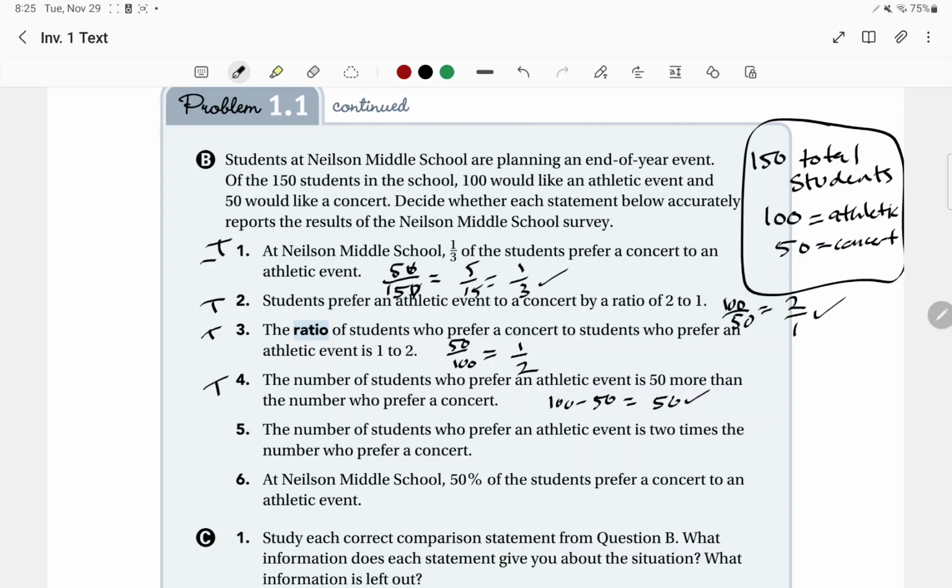Number 5, the number of students who prefer an athletic event is 2 times the number who prefer a concert. So yes, if you take 2 times the number that prefer a concert, that gives you 100, and that is true. Number 6, at Nielsen Middle School, 50% of the students prefer a concert to an athletic event. So 100 people preferred a concert. Oh, no, that's an athletic event. We already did this, but 50 preferred a concert out of 150 total. That is about 33.3%. So this one is false, and we already did that up there. Or something similar, just ask the question a different way.